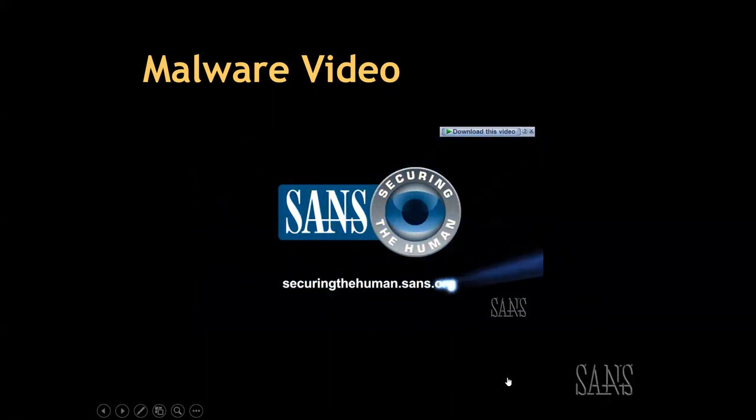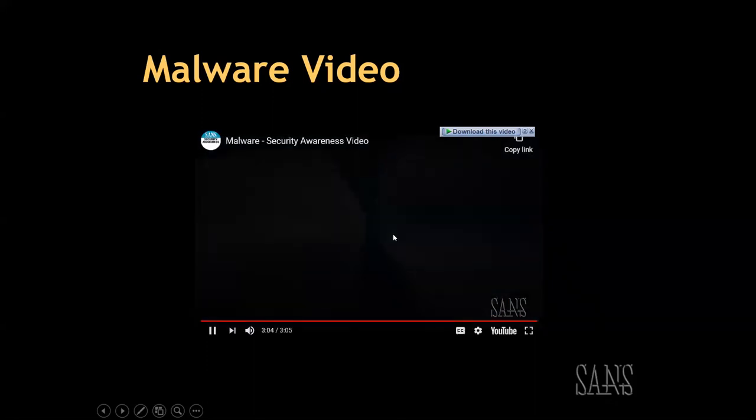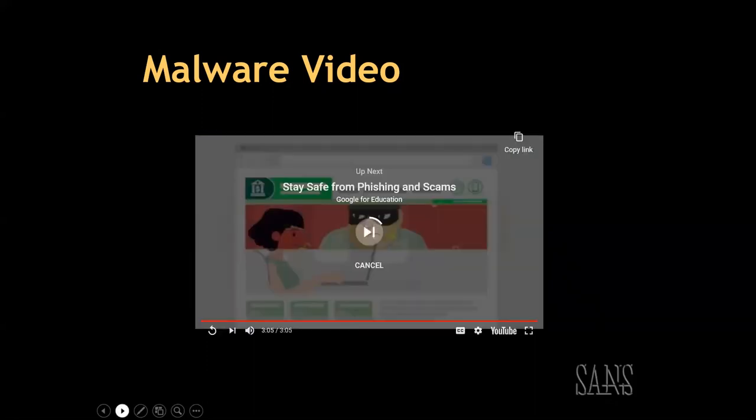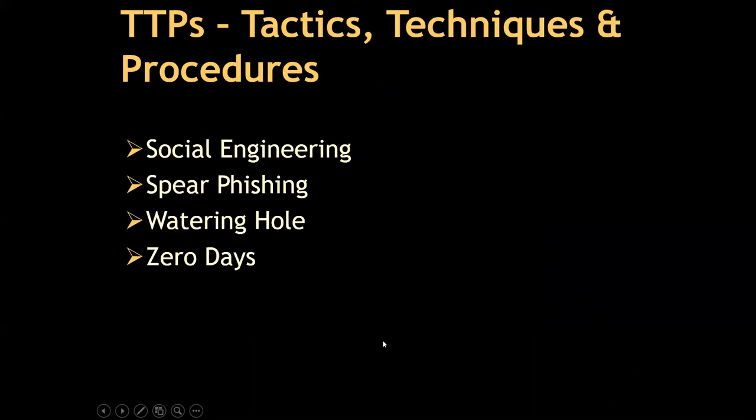Okay, so that was a little bit about malware, right? So let's now move forward. I want to show you the different TTPs that they use: social engineering, spear phishing, watering hole, zero days. These are all different attacks.